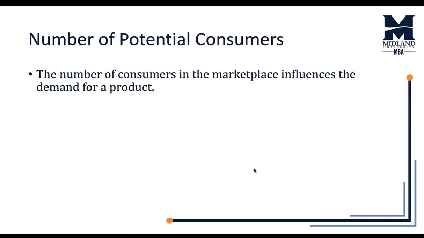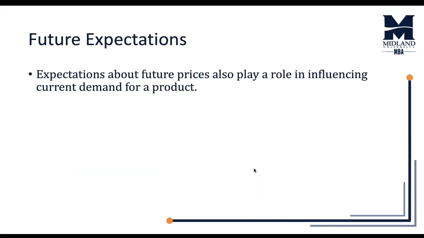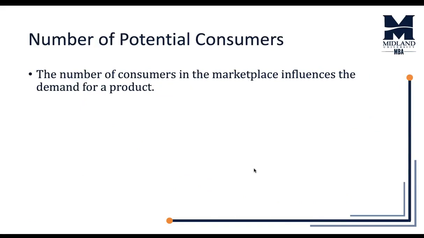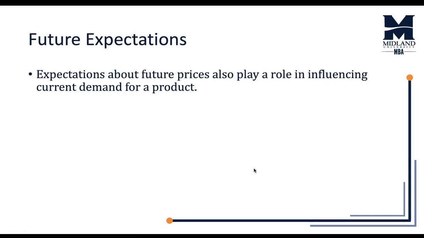Okay, and then a couple more things. Future expectations. Expectations about future price play a role in influencing current demand. Does that make sense? Right? So for example, a new car is going to come out. Let's say a new version of a car is going to come out in 6 months. Everybody knows it. Would that make a difference to the demand for the current version of the car? Probably will, right? People are going to hold off on buying the current version of the car.